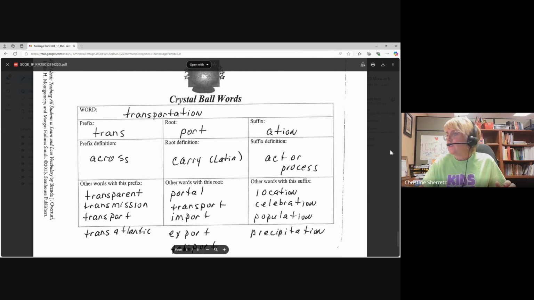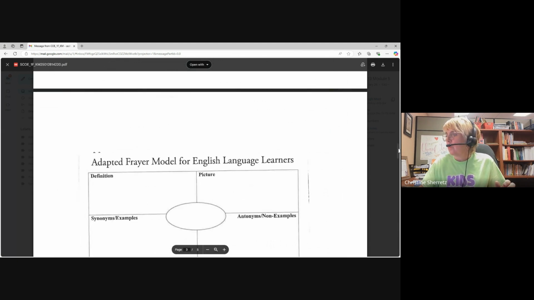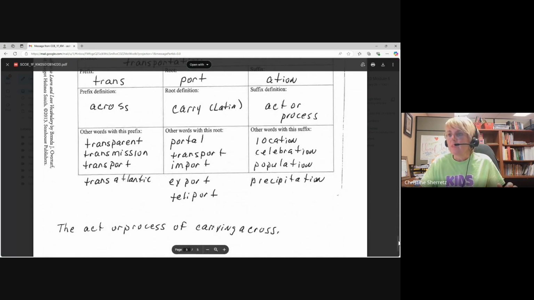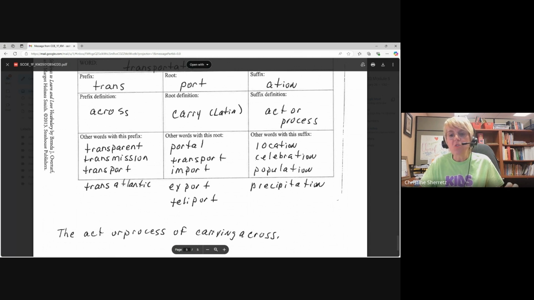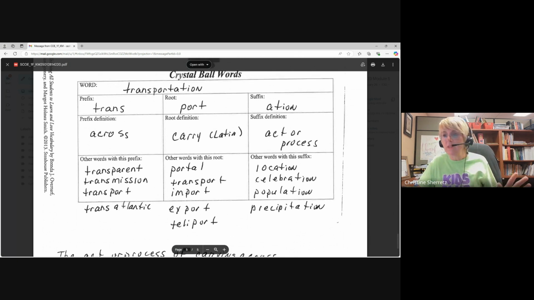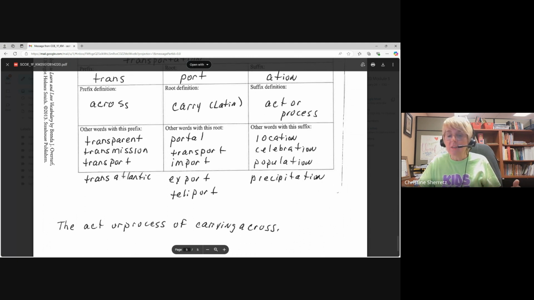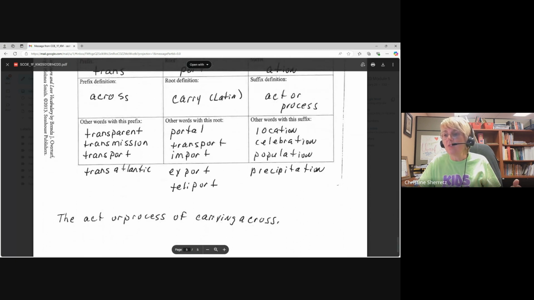And so we can see that by doing this, what I love about teaching these crystal ball words is that now kids are not just learning transportation, but you've given them the tools to learn all of these other words because they know that trans means across, port means carry, and ation means act. So we know that transportation is the act or process of carrying across.